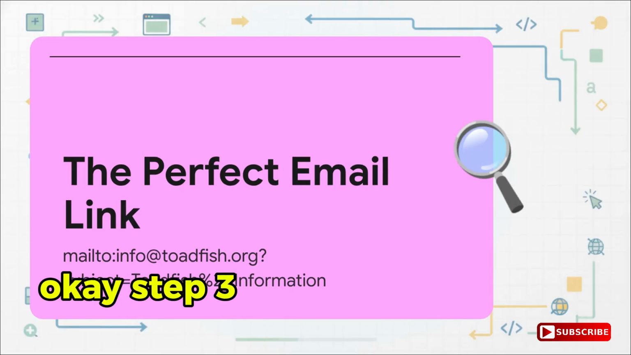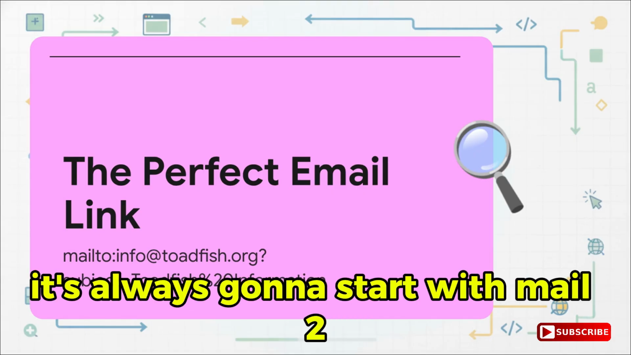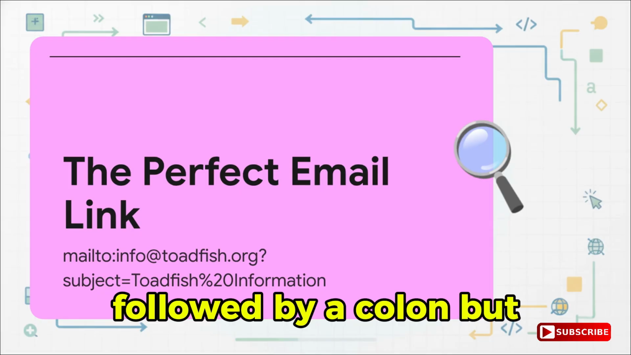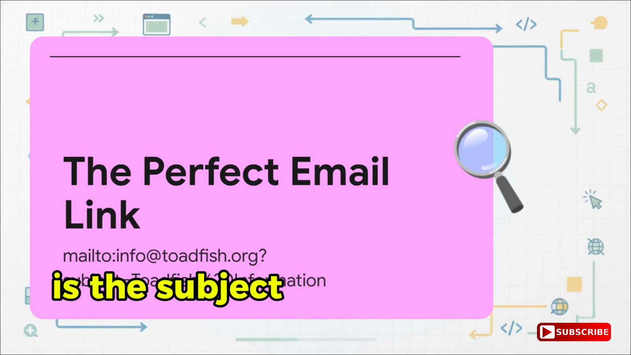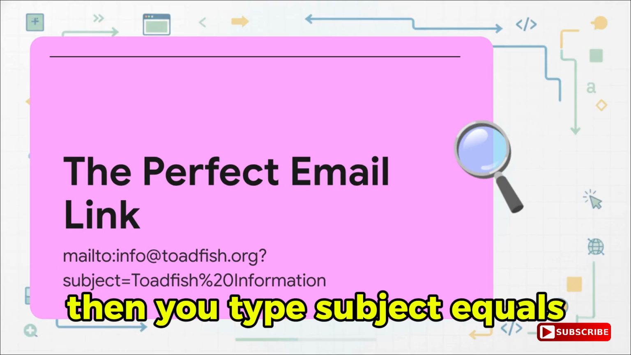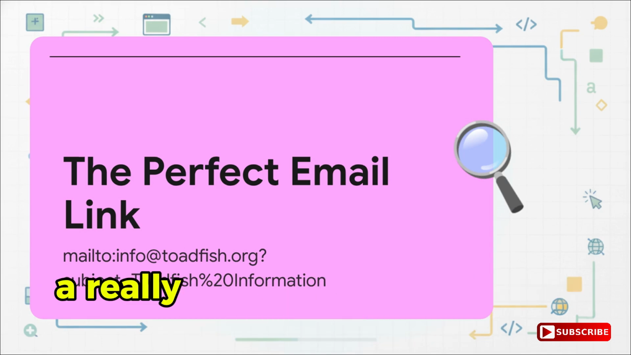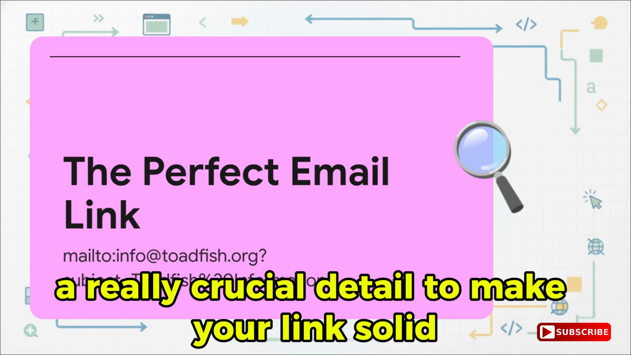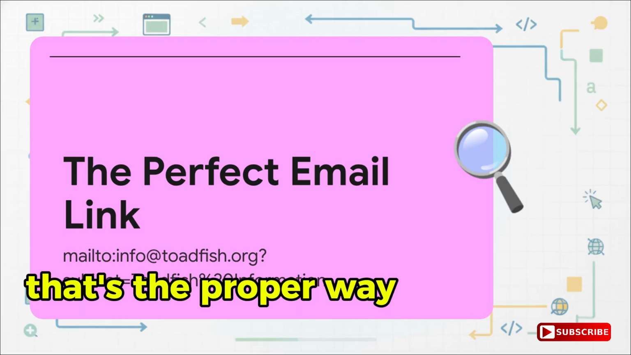Step 3, crafting the perfect email link. It's always going to start with mailto, followed by a colon. But the key detail that examiners are really looking for is the subject. And how do you add that? Well, you use a question mark, then you type subject=, and then you put in the subject text they asked for. And here's a pro tip, a really crucial detail to make your link solid: for any spaces in the subject, use %20. That's the proper way to do it.